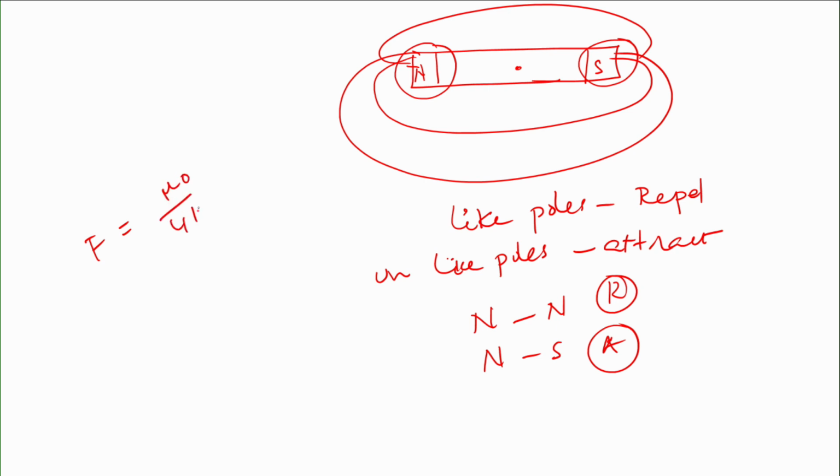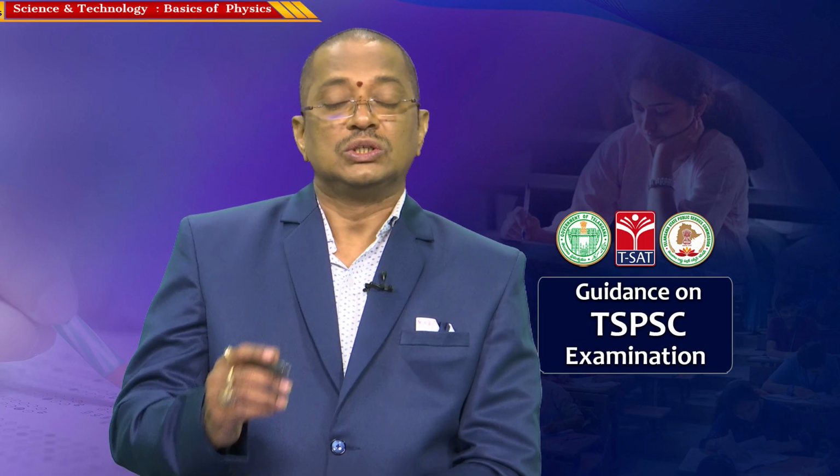And the very important thing is the force, which is simply mu naught by 4 pi, m1 m2 by d square. This is the force of attraction between two poles. Here mu naught is called permeability, and the unit for permeability is Henry per meter. This is a very important thing you have to know about these poles.